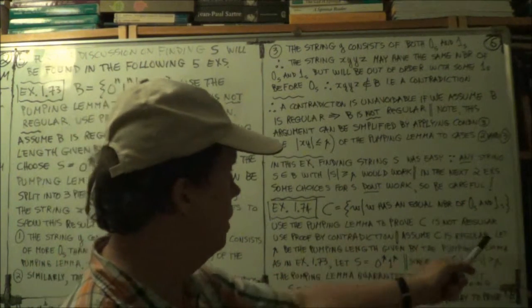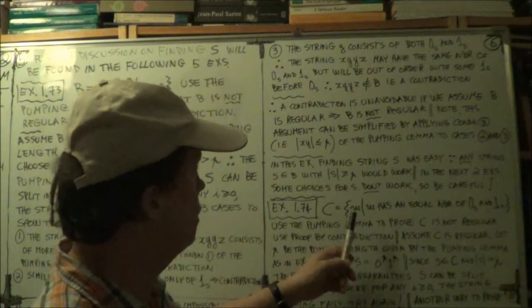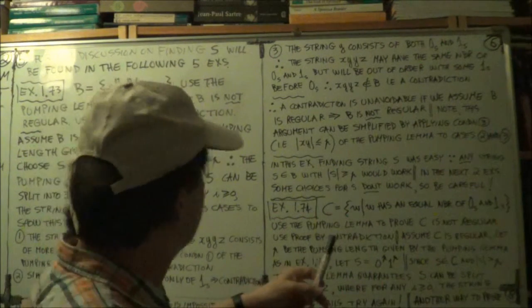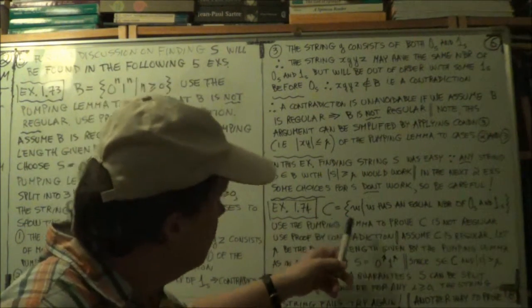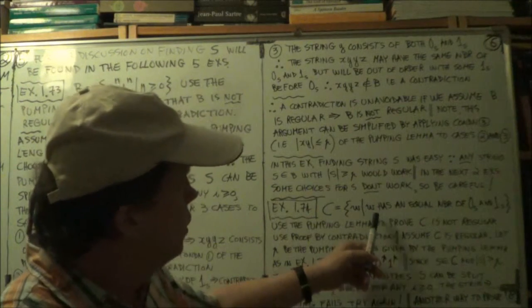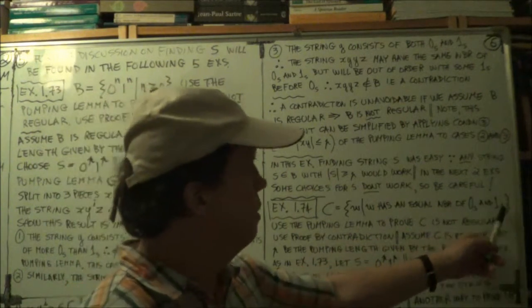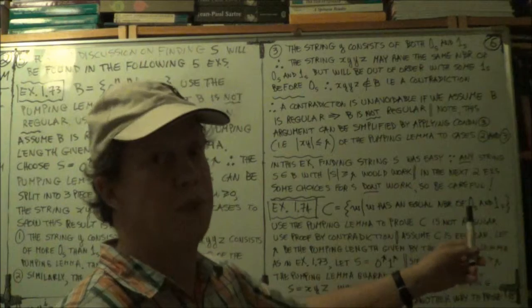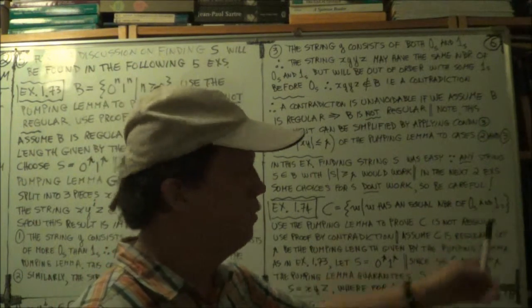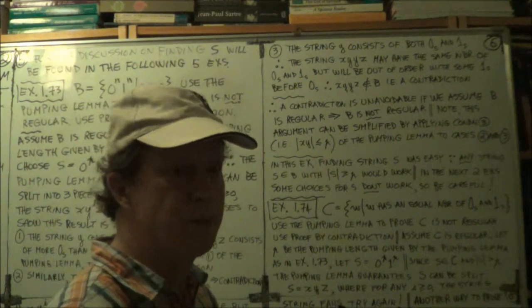Okay, so all that's much the same. Here's another language. Before it was B, now it's C. It's a set of strings W, and the alphabet, as usual, is binary. I didn't mention that. Two symbols, 0 and 1.